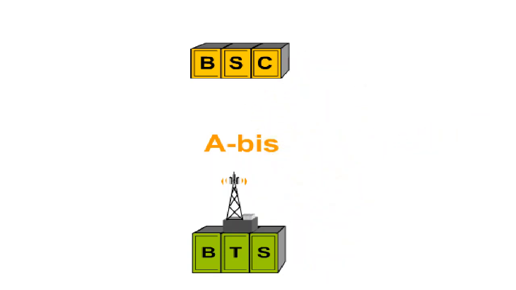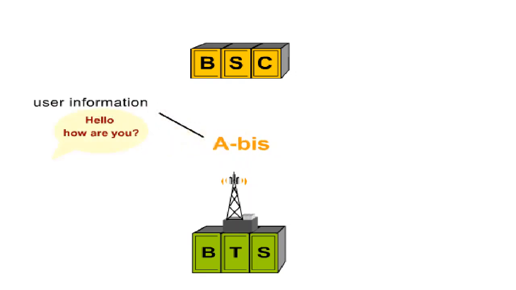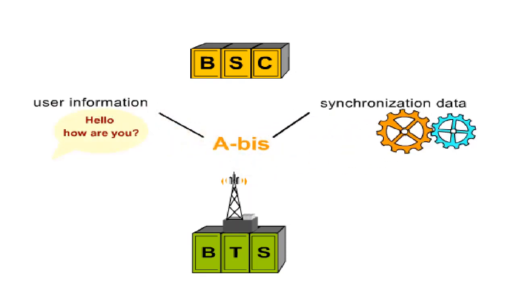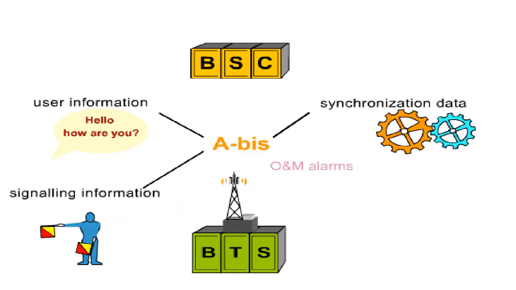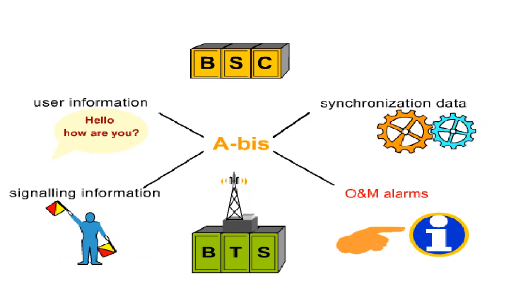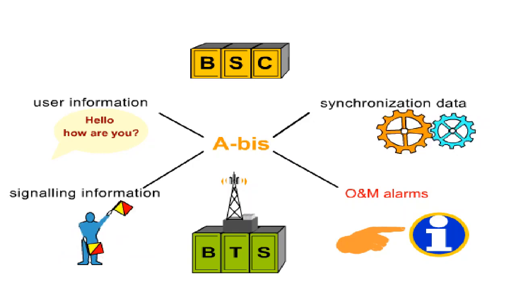Four types of information can be transmitted over the A-bis interface: user information, synchronization data, signaling information, and data for the operation and maintenance of the BTS, known as O&M alarms.